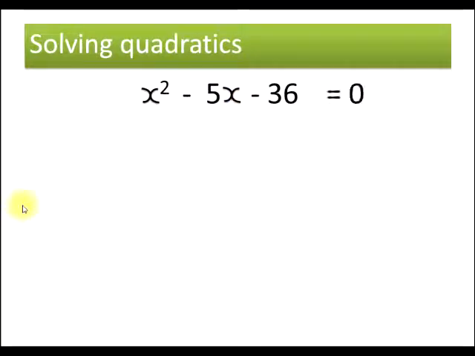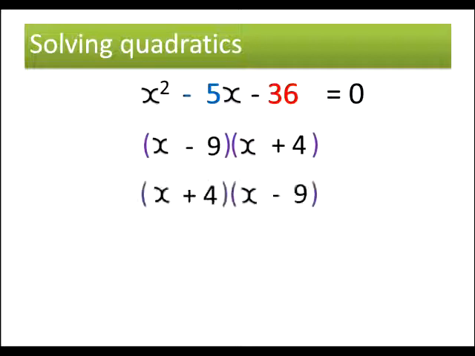Let's have a look at this one. So equal to 0, factors of 36 that make 5. So it's 9 and 4. So to make a minus 5, we have to have minus 9 plus a 4. Either way round, it doesn't matter, remember, I'm just going to use the first one I did.